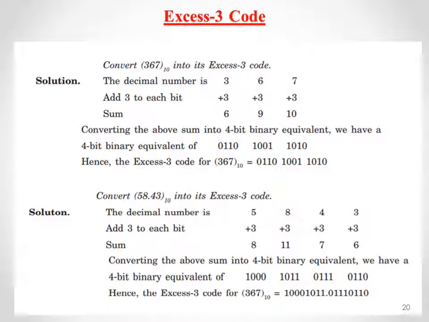The next example, 58.43. Now we add 3 to each digit. So 5 plus 3 is 8, 8 plus 3 is 11, 4 plus 3 is 7 and 3 plus 3 is 6. So now we write the equivalent binary form. This is the way we can convert binary to XS3.